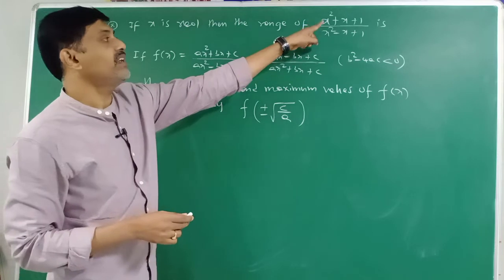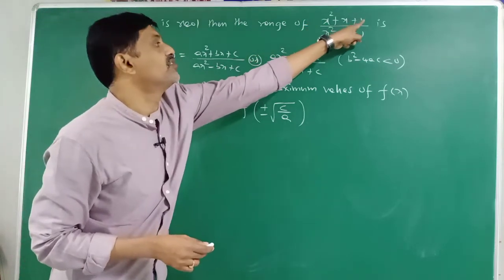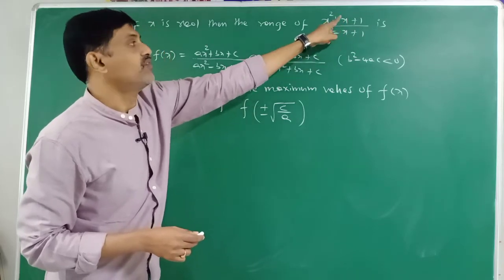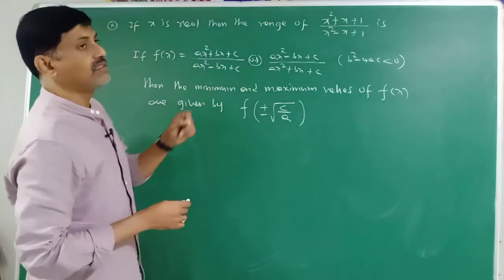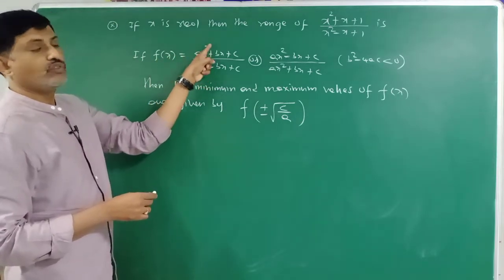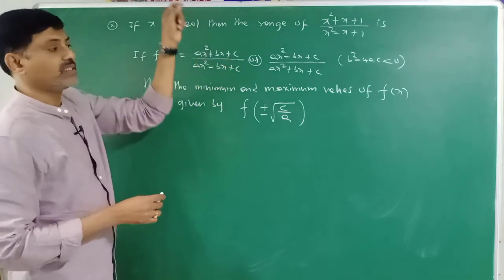Now this is very clear. The x square coefficients are both the same, the constants are both the same, but the x coefficient is 1 here, minus 1 here. Clearly our question is in the form of f of x is equal to ax square plus bx plus c by ax square minus bx plus c.